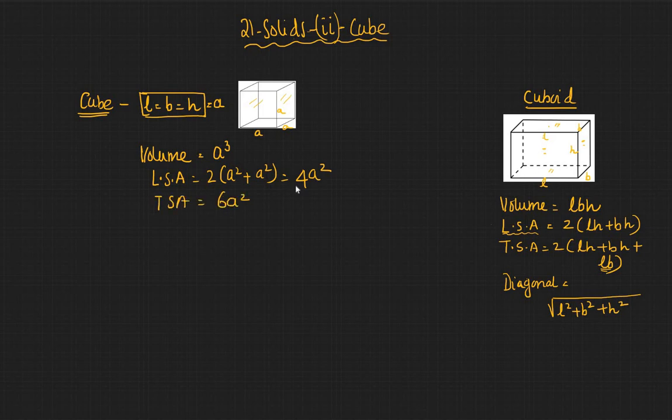Total surface area would be 6A squared. You add the top and the bottom, and the diagonal would be square root of, instead of L, B and H, we can substitute A squared plus A squared plus A squared. That will be equal to root 3 times A. So these are the dimensions of a cube.